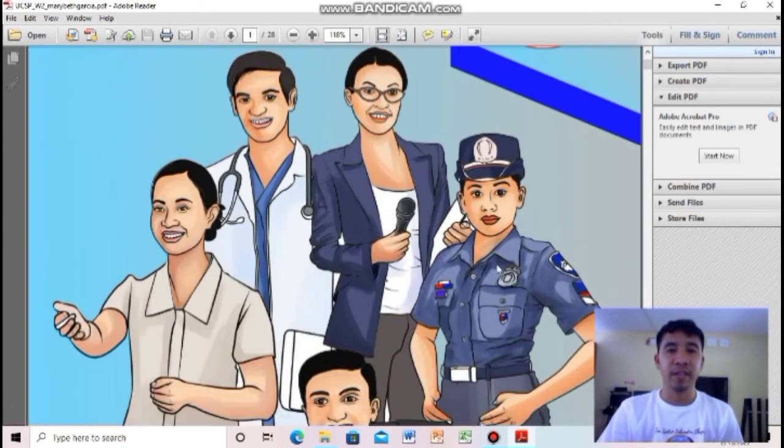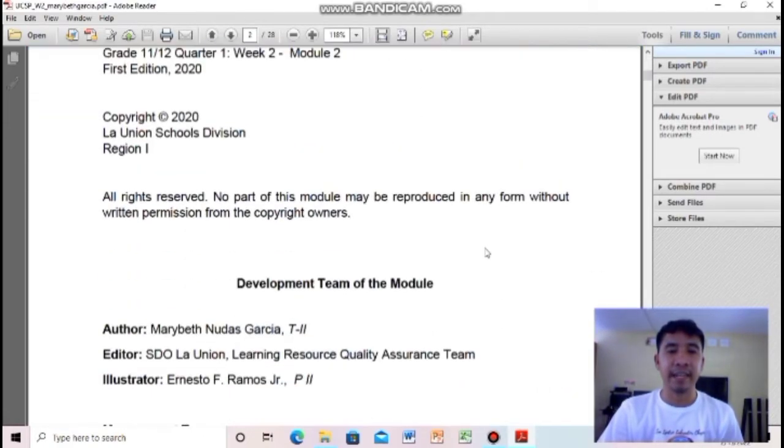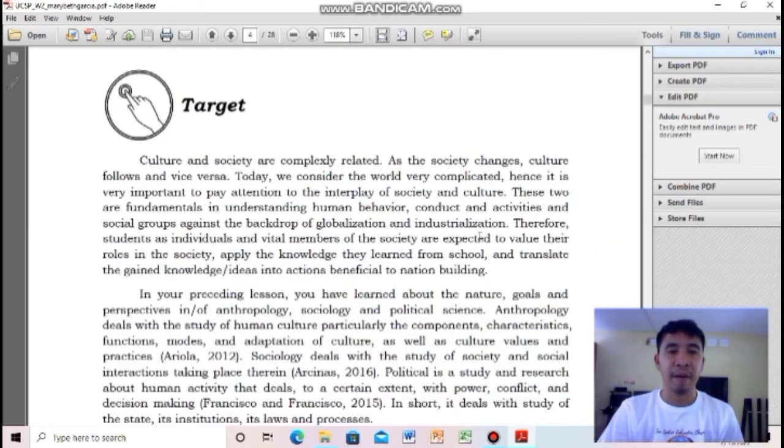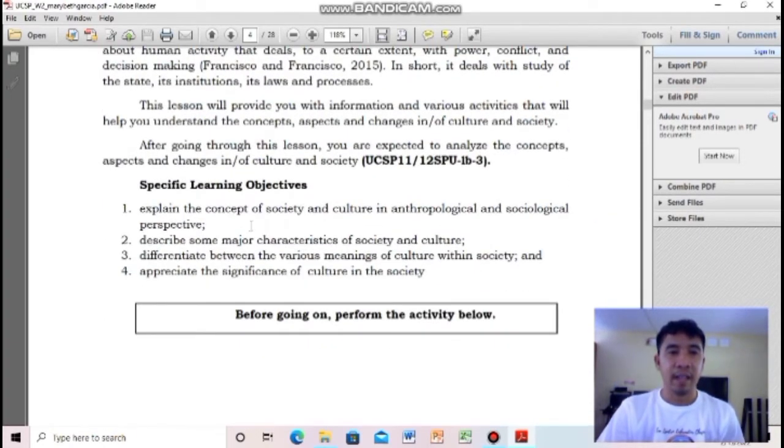Okay, for this module, let us have first the learning objectives, to be familiarized with the learning objectives. Specific learning objectives. First, you are going to explain the concept of society and culture in anthropological and sociological perspective. Second, describe some major characteristics of society and culture. Third, differentiate between the various meanings of culture within society. And lastly, you are expected to appreciate the significance of culture in the society.